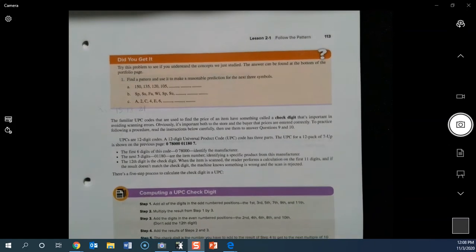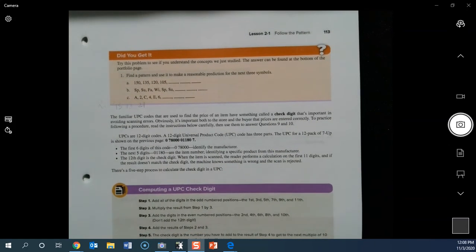It says the familiar UPC codes that are used to find the price of an item have something called a check digit. That's important in avoiding scanning errors. Obviously, it's important both to the store and the buyer that prices are entered correctly. To practice following a procedure, read the instructions below carefully, then use them to answer questions 9 and 10.